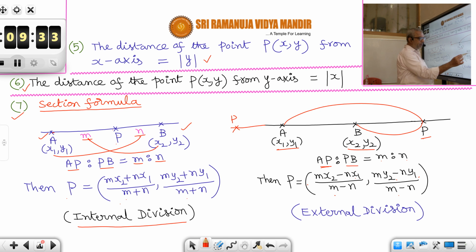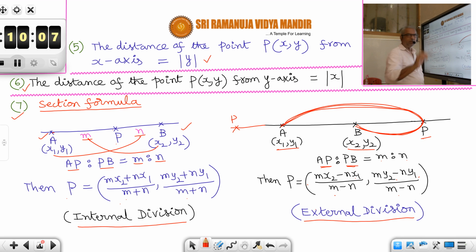See, AP is to PB, I have written m is to n, is it not? AP means you are going from left to right, is it not? PB means you are returning back. AP is left to right, PB is right to left. So if one direction is taken as positive, the other direction should be taken negative. So that is why if you apply minus to either m or n, then you get the coordinates of the point P for external division. This is for external division.